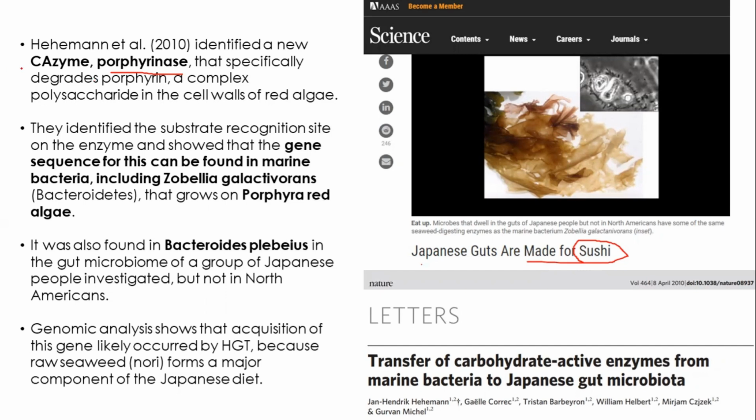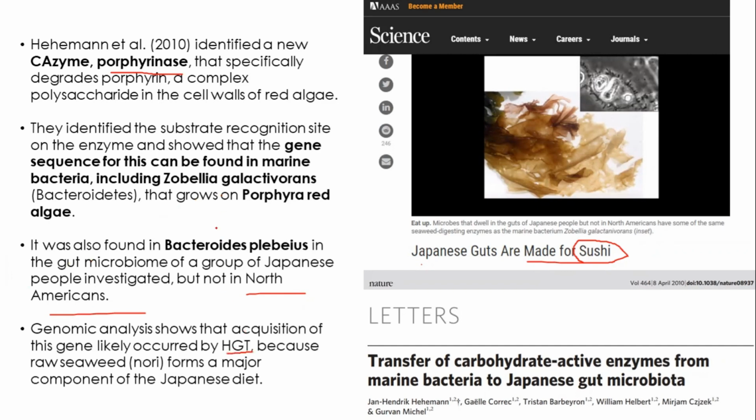Then when they looked into the similar enzyme from the gut of the North American population, in the North American population, it was not there, because most probably North Americans are not eating sushi that frequently, the way the Japanese people are eating, right? Now in the Japanese people's gut, there could be a horizontal gene transfer.